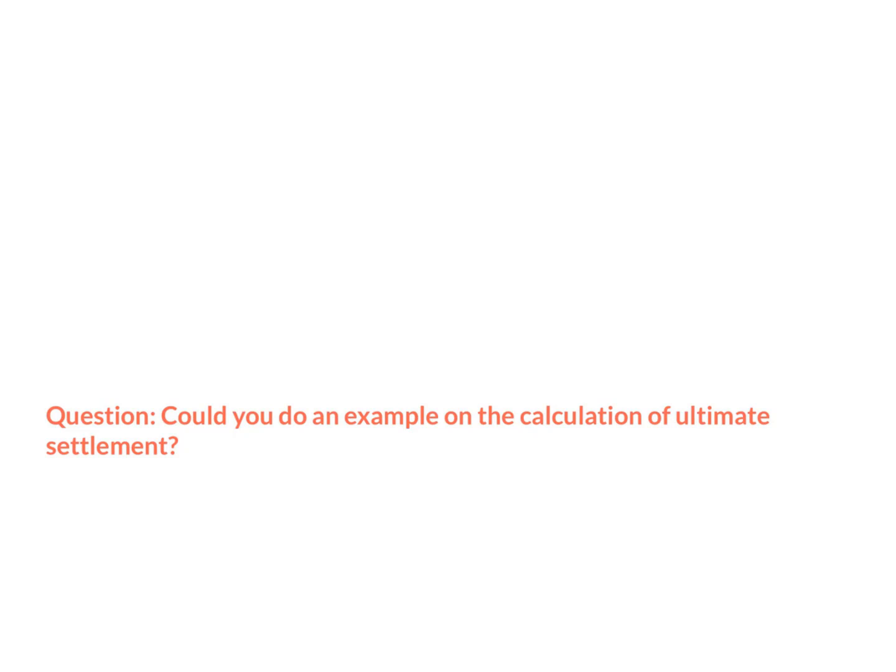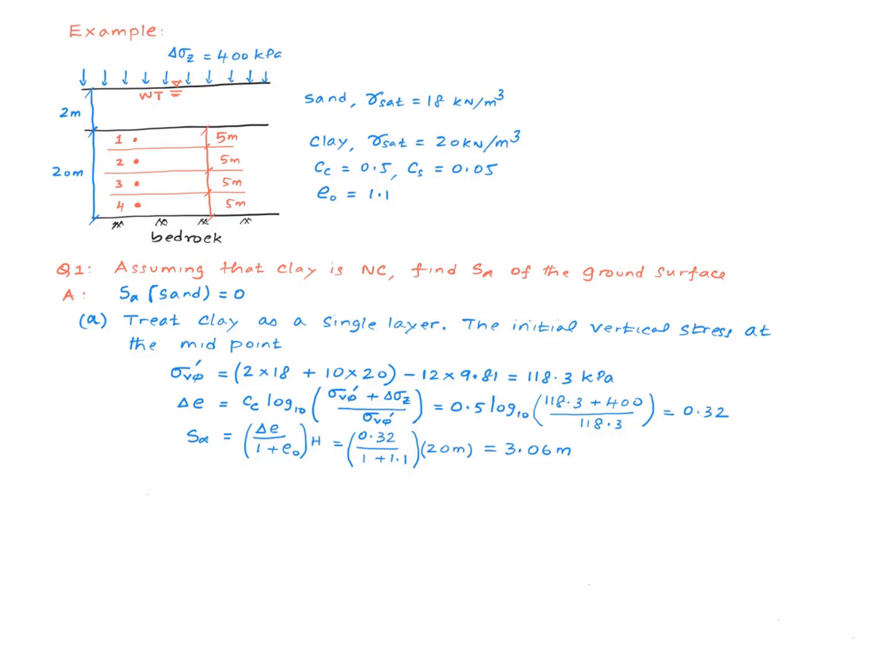The question that I have is, could you do an example on the calculation of ultimate settlement? Here we will consider a horizontal deposit of soil subjected to a uniform surface pressure. I have a clay layer underlying a sand layer. These things are sitting on top of a bedrock.